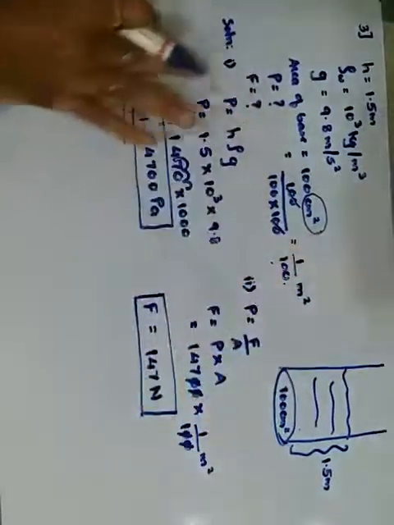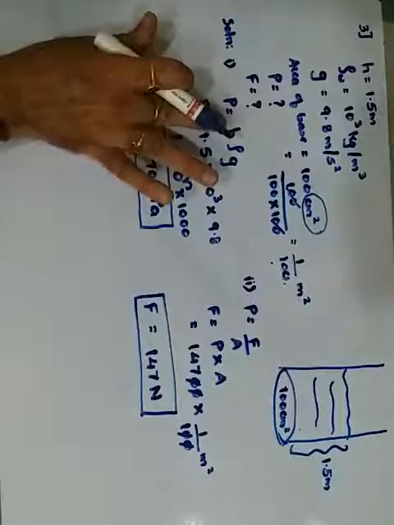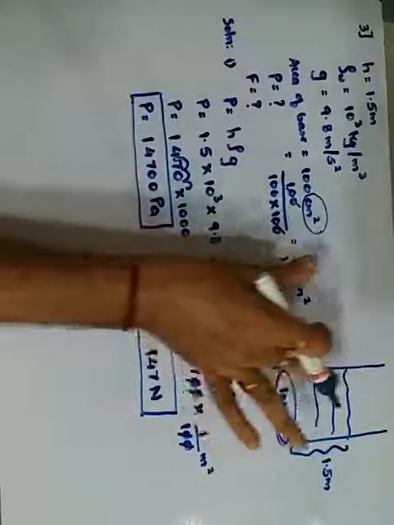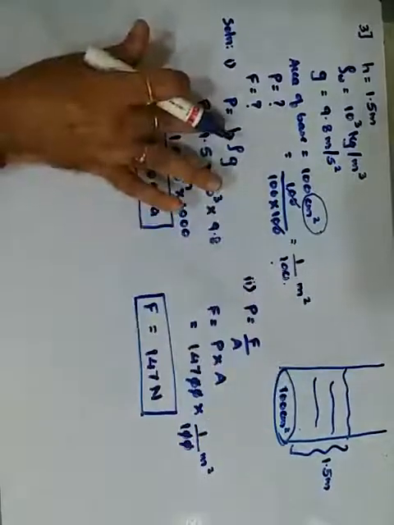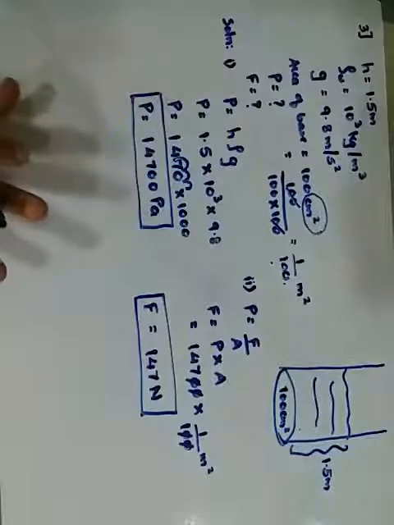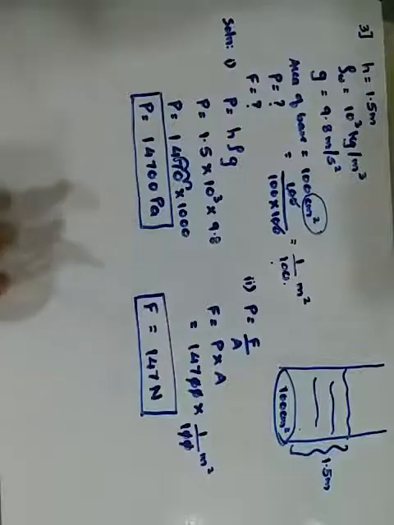Okay, and in the first part, for pressure the formula I used is h into rho into g. Why? Because it was related to the depth of the water, therefore I used h, rho and g, and since density and everything was mentioned, I calculated in this manner. Okay, this was your third one.